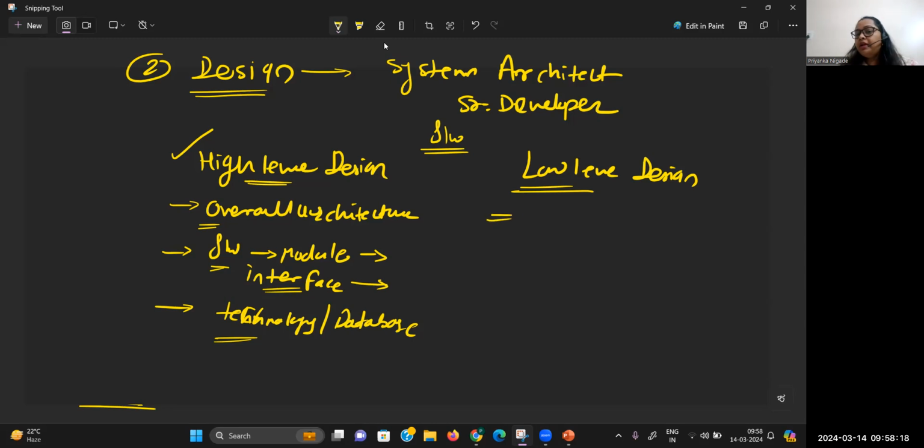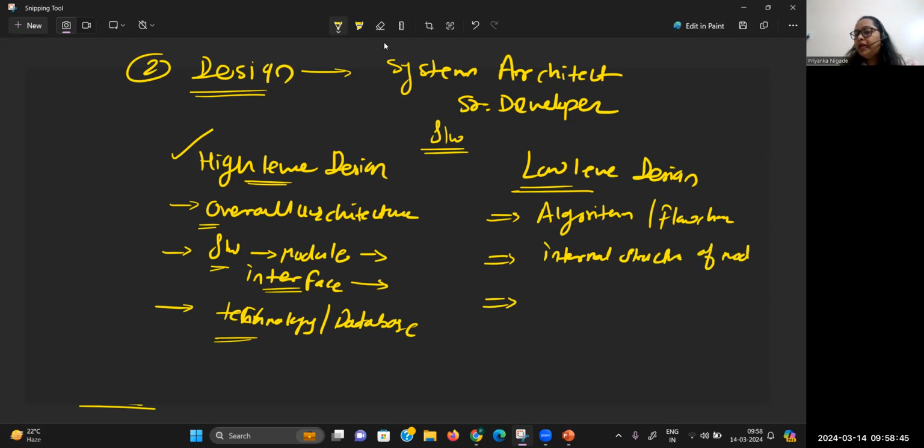But then internally, how to implement those modules? What could be the data relationship? What could be the class relationship between the modules? Everything is defined by the developer. So preparation of some algorithms, right? Flow charts, which is a technical part, right? How to implement that module? What is the internal structure? How the code should be written for the internal structure of any module? It is simply prepared by the developer.